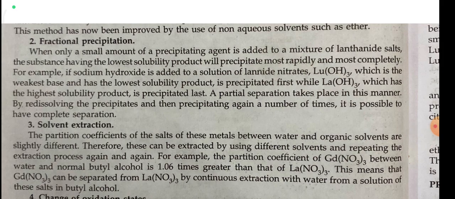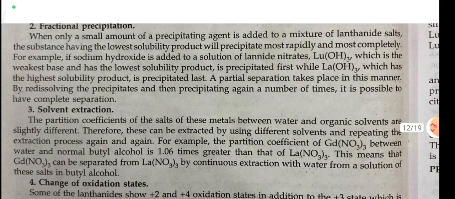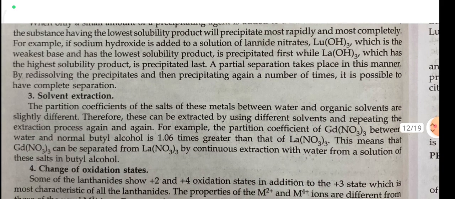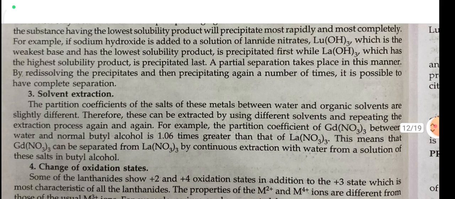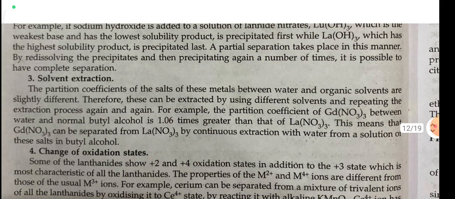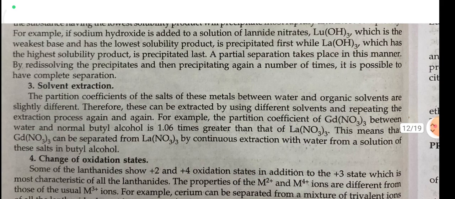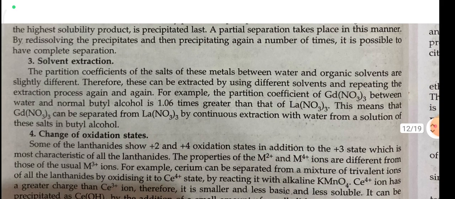Fractional precipitation. When only a small amount of precipitating agent is added to the mixture of lanthanide salts, the substance having the lowest solubility product will precipitate most rapidly and most completely. For example, if sodium hydroxide is added to the solution of lanthanide nitrates, Lu(OH)3, which is the weakest base and has the lowest solubility product, is precipitated first, while La(OH)3, which has the highest solubility product, is precipitated last. A partial separation takes place in this manner; by redissolving the precipitates and then precipitating again a number of times, it is possible to have complete separation.